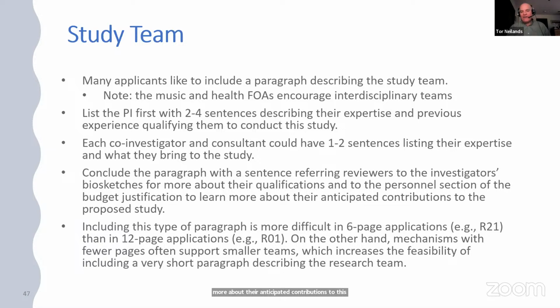Including this type of paragraph is, as you might imagine, more difficult in a 6-page application like an R21 than in a 12-page application like an R01, just because you have less room. But on the other hand, mechanisms with fewer pages often support smaller teams, so that can increase the feasibility of including a very short paragraph describing the research team. Next, please.